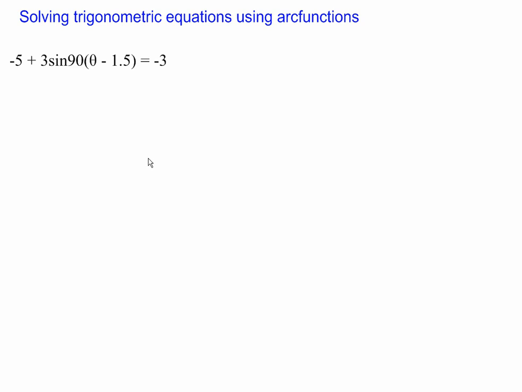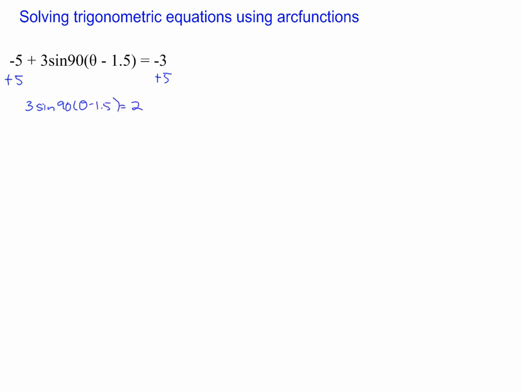In other words, I'm going to undo all of the operations that happen outside of the sine function. Okay, so this is just regular equation solving and just looks a little bit hairier. So if I want to get this equation to look like sine blah blah blah equals a number, the first thing that I want to do is get rid of this stuff over here. So the first thing I want to do is add 5, just like I would want to do if I had negative 5 plus 3x equals negative 0.3. If I wanted to isolate x, the first thing I would do is add 5 to get rid of this negative 5 here. So let's do that. Okay, plus 5, and I get 3 sine 90 theta minus 1.5 equals 2.